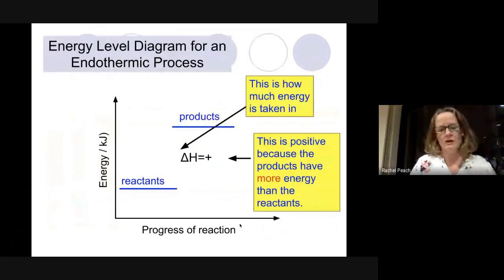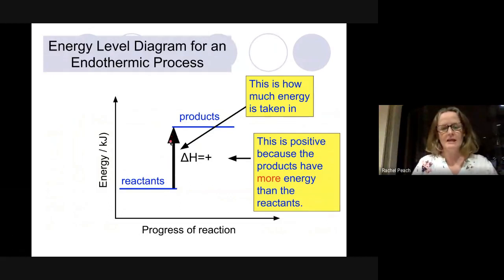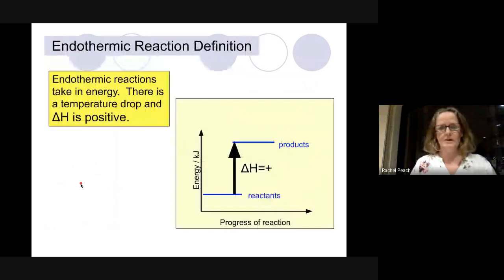So, our energy graph. Reactions start off with low energy. The products take in heat from the surroundings, and the products have more energy than the reactants. So this time, delta H is positive. The change in heat, the chemicals have gained energy, so delta H is positive.